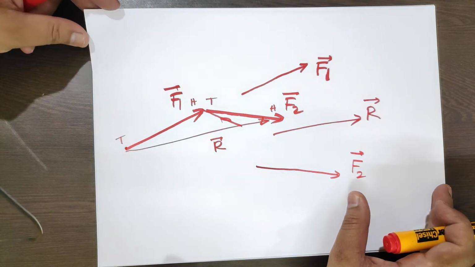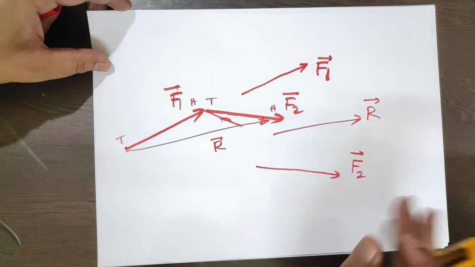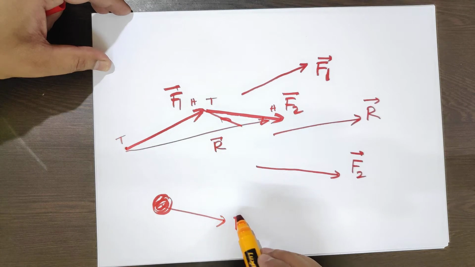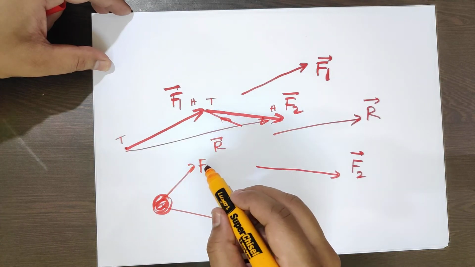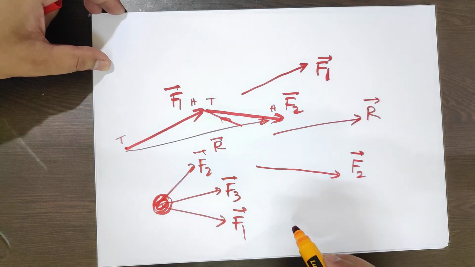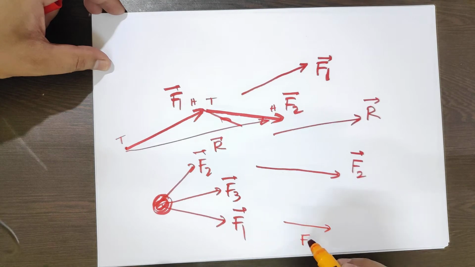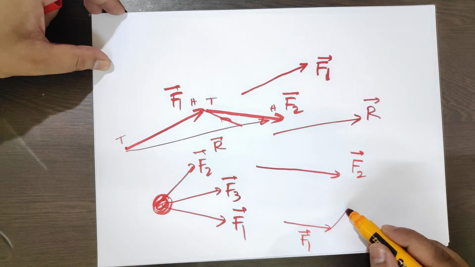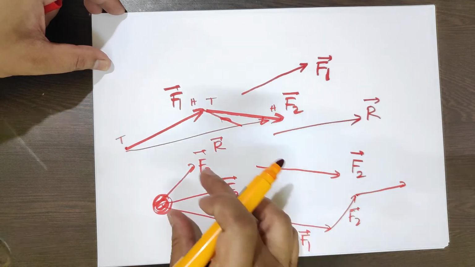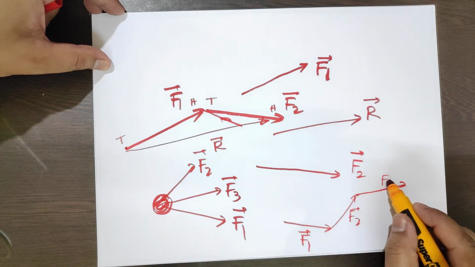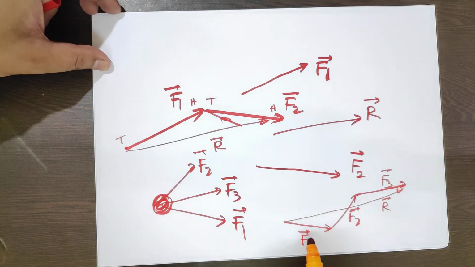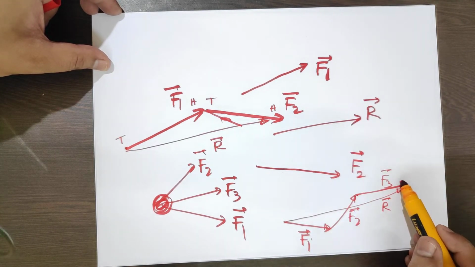It is applicable if you apply forces on a body like this, say there is a ball and you pull it by three forces, F1, F2 and F3, then also you can apply the polygon law in the following way. Draw this F1 vector first, draw this F2, and draw this F3 like this. It's all parallel shifting, and this is the resultant vector R. R is equal to F1 plus F2 plus F3.